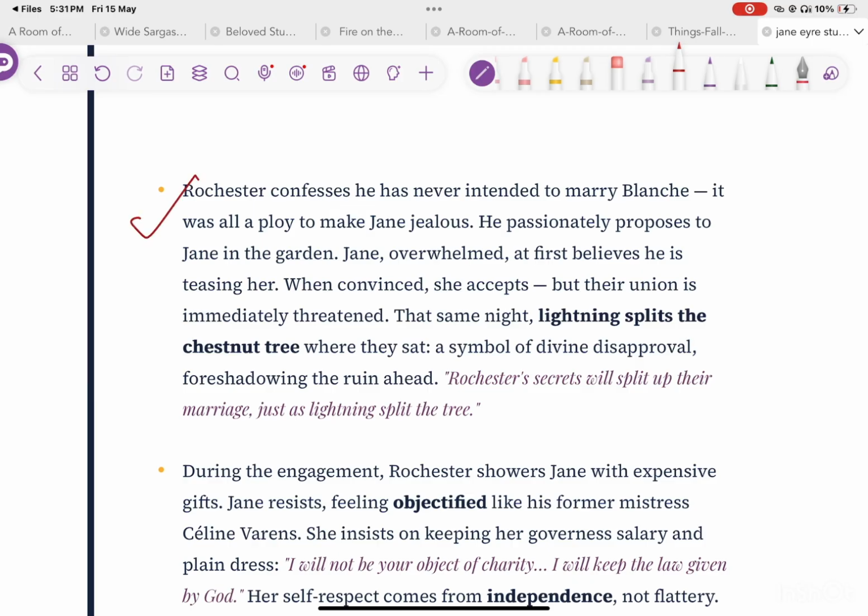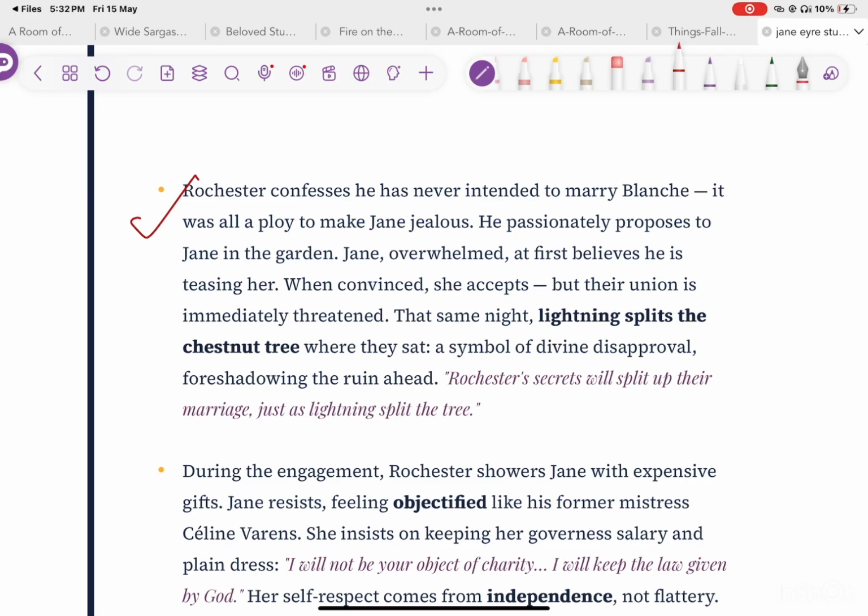Rochester dresses up like a gypsy woman, and he pretends to tell the fortune of the people. He calls Blanche Ingram and tells her that Rochester is not as wealthy as she thinks. And then he calls our heroine Jane Eyre, and she instantly recognizes that he is Rochester, and then he reveals everything.